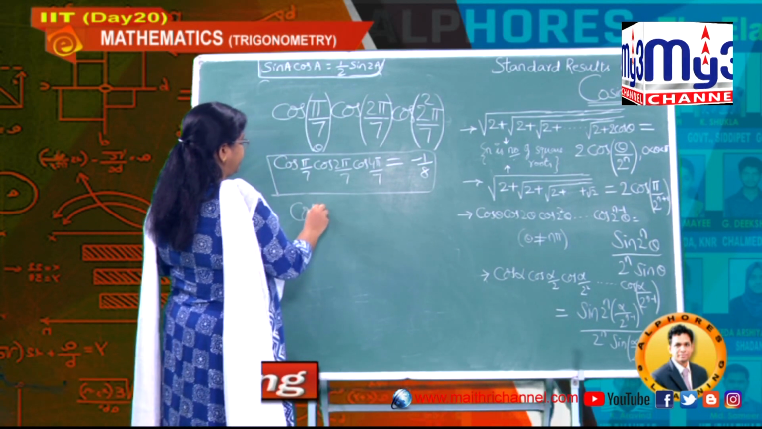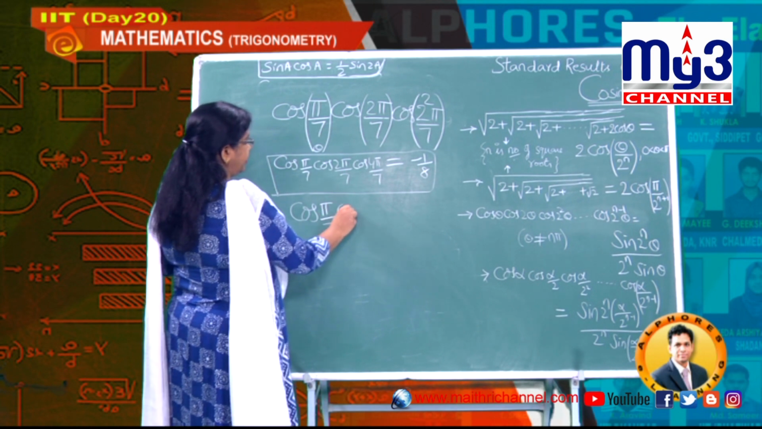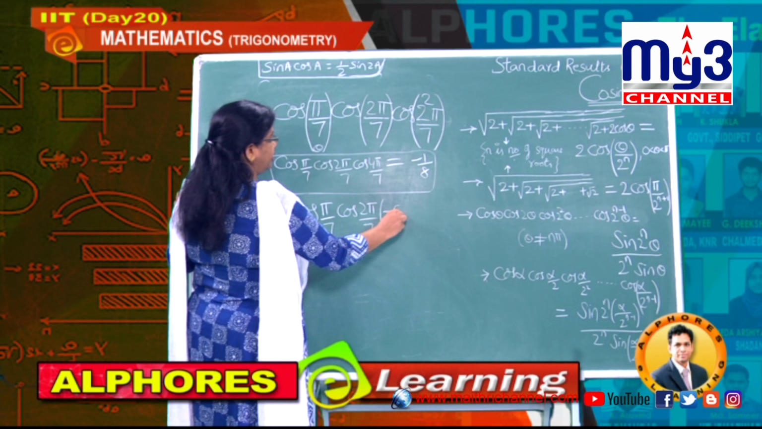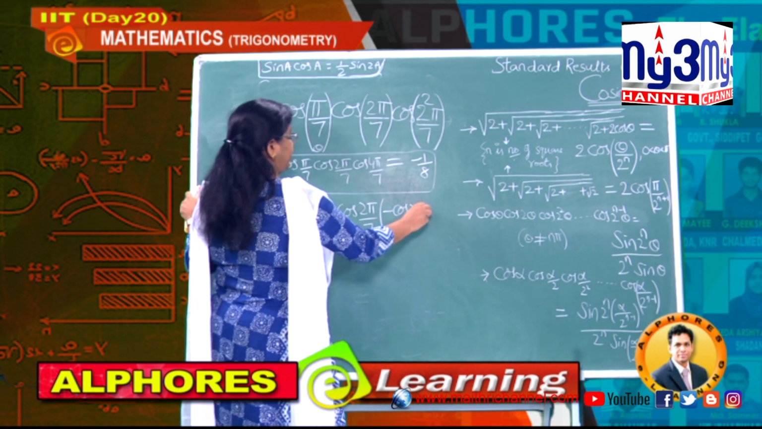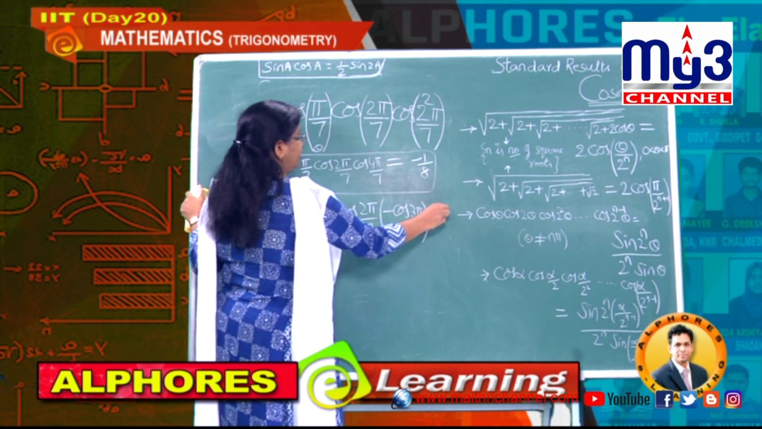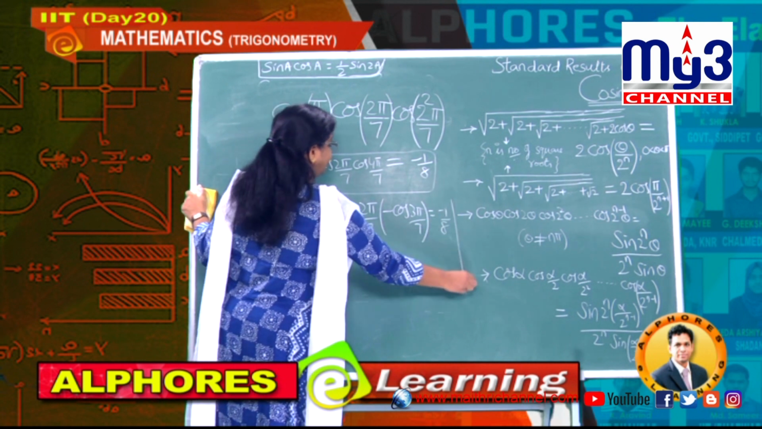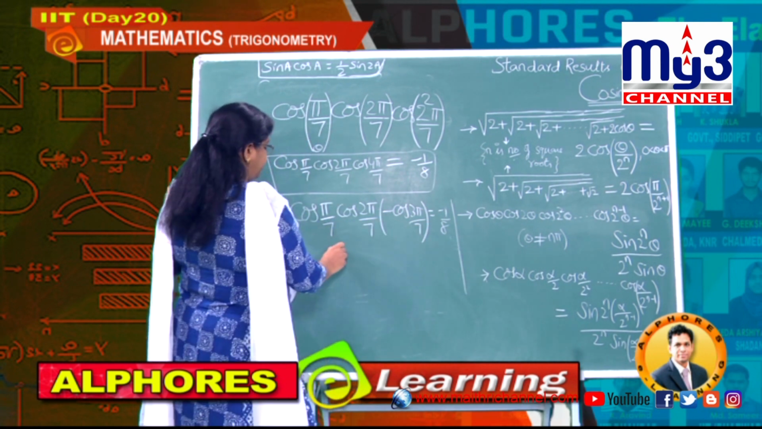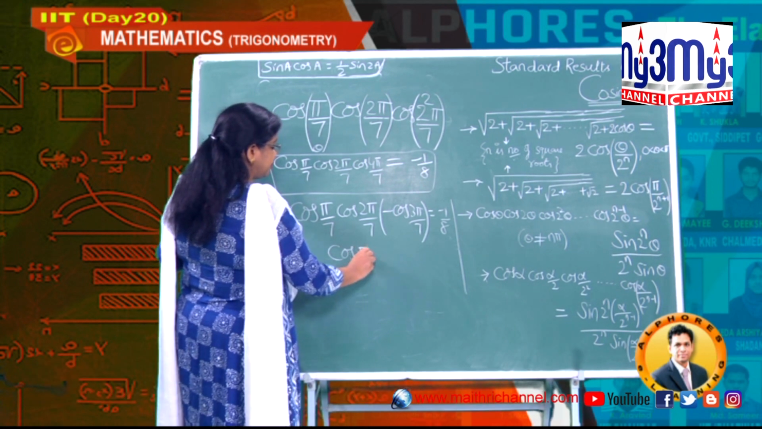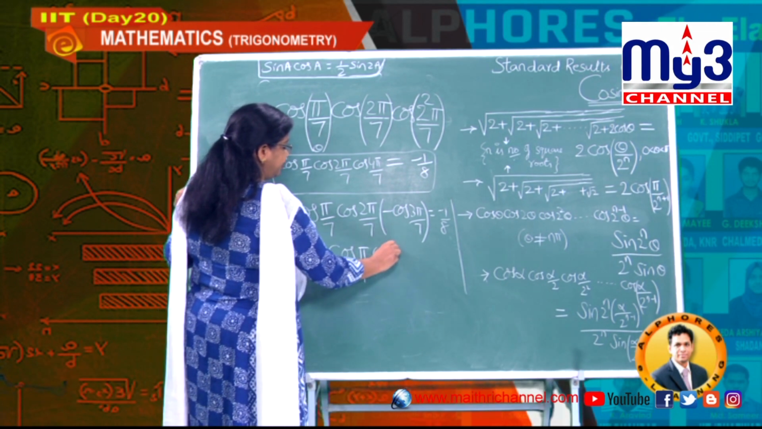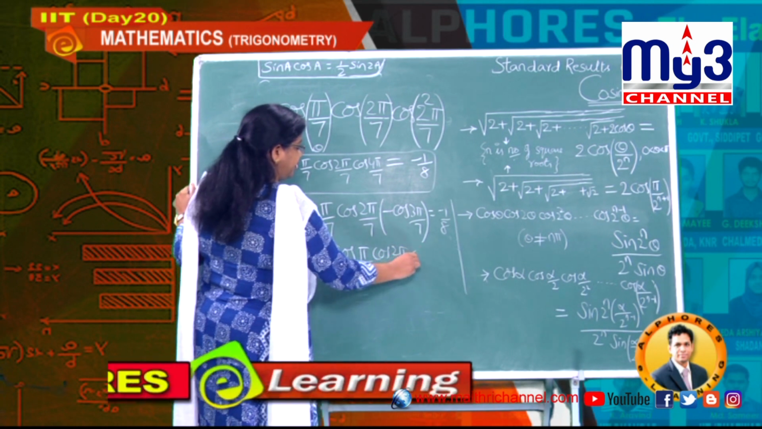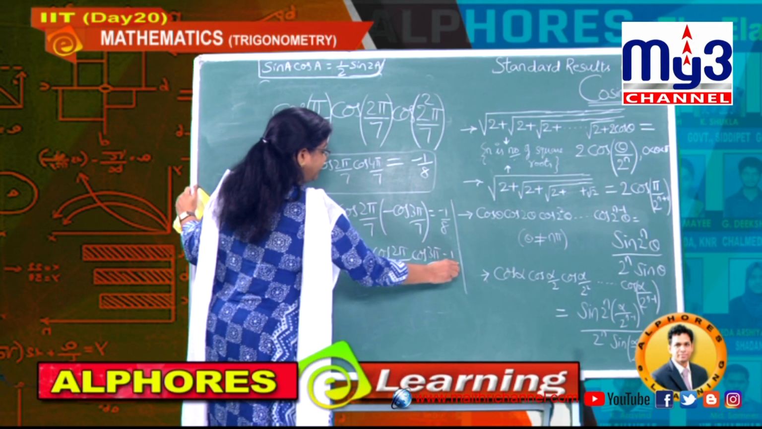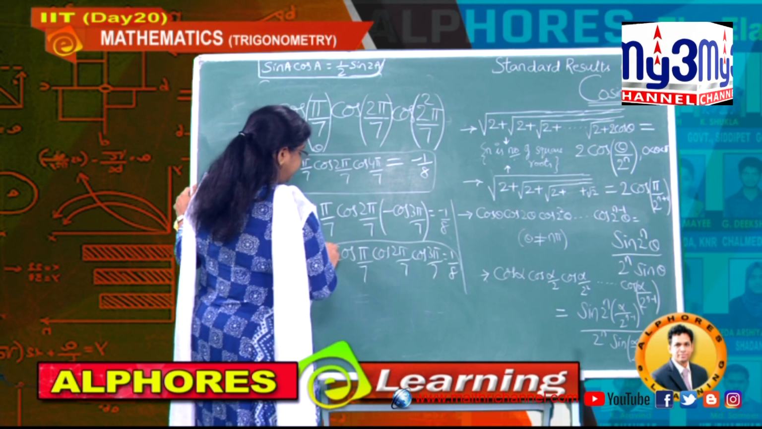This is cos pi by 7 into cos 2 pi by 7, and now students, this is minus cos 3 pi by 7, equal to minus 1 by 8. Now this minus and minus get cancelled. So you got the result as cos pi by 7, cos 2 pi by 7 and into cos 3 pi by 7 equal to how much? 1 by 8. Okay, 1 by 8.